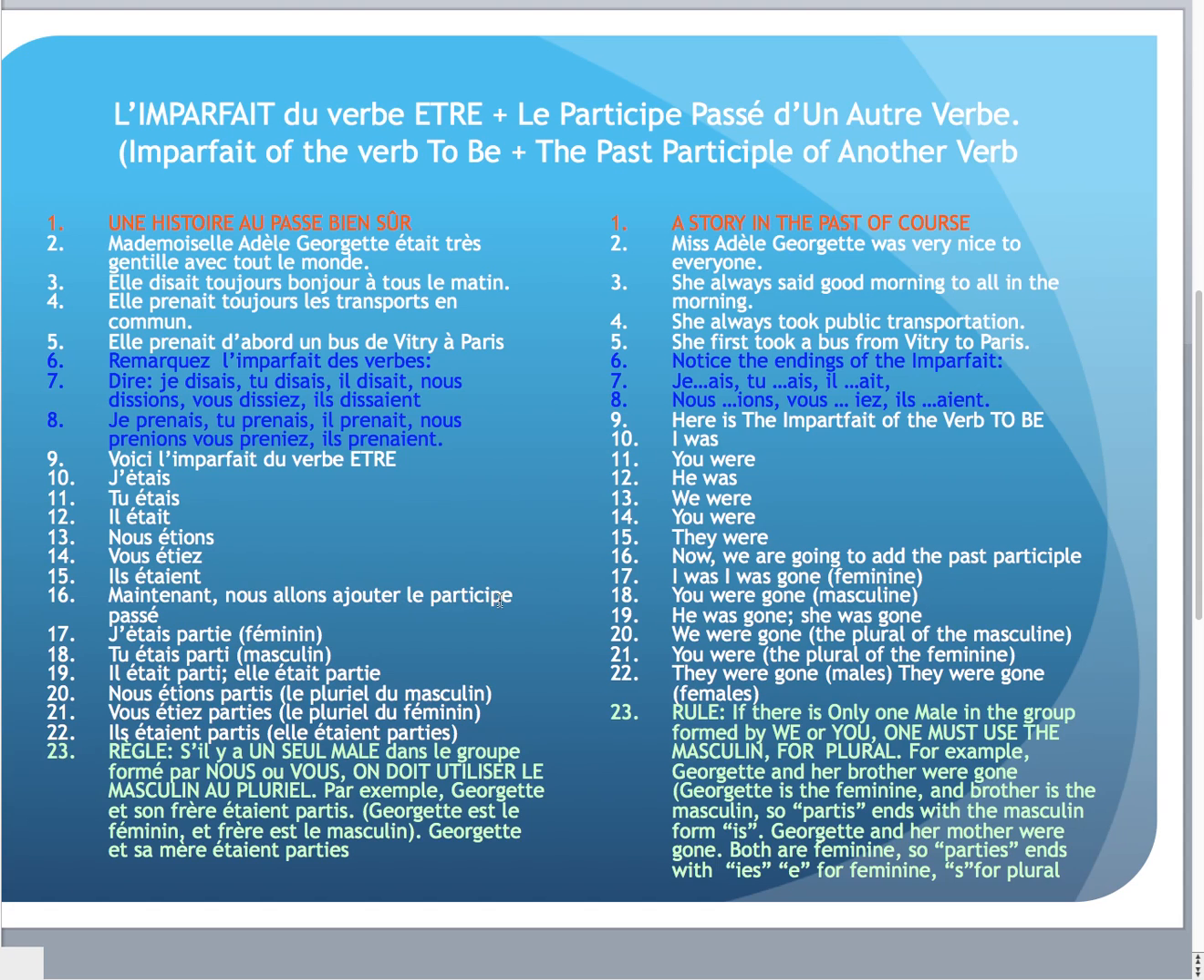Maintenant, nous allons ajouter le participe passif. Now we're going to add the past participle. Another verb will come here to complete the verb to be. I was. I was what? I was done. I was gone.